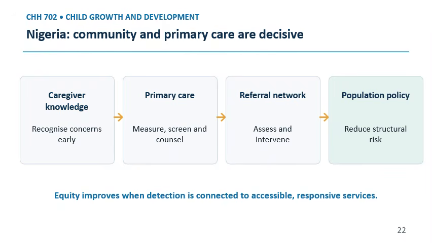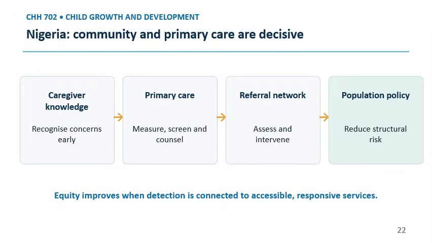In Nigeria, the effectiveness of early identification depends heavily on caregivers, communities, and primary health care. Caregivers need practical knowledge of expected progress and warning signs, but awareness alone is insufficient if services are inaccessible or unresponsive. Primary care workers need accurate measurement skill, the ability to ask about developmental progress, appropriate counseling tools, and a clear referral pathway. The pathway begins with the caregiver's knowledge, because caregivers are often the first to observe the child.